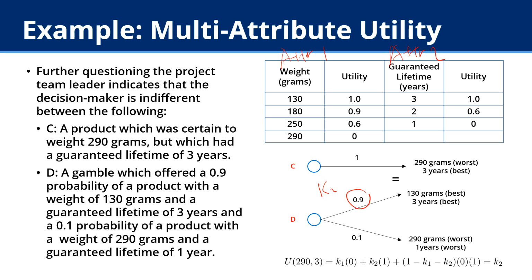The worst in attribute 1 and the best of attribute 2, you just again use that equation, plug it in, and you end up with K2. This means that for this set of conditions, the K2 value must equal 0.9, using again the axioms that we learned previously.